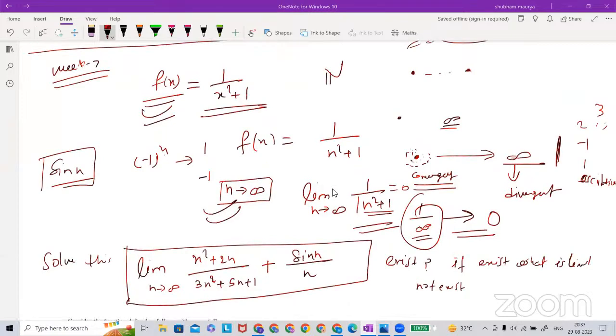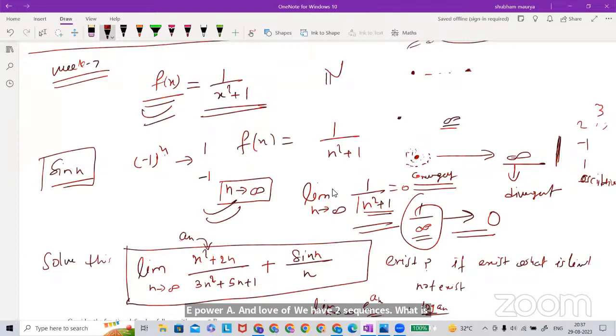And once you find the limit, suppose this is a sequence a_n. What is going to be the limit of the sequence, or find the limit as n goes to infinity of e power a_n and log of a_n? We have two sequences. What is going to be the limit of both e power a_n and log a_n?